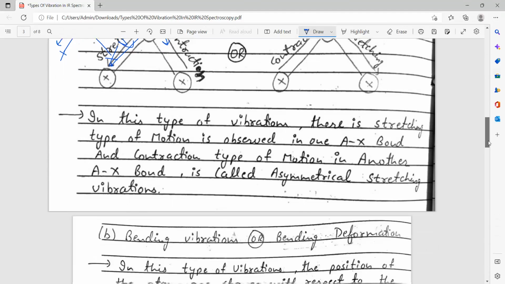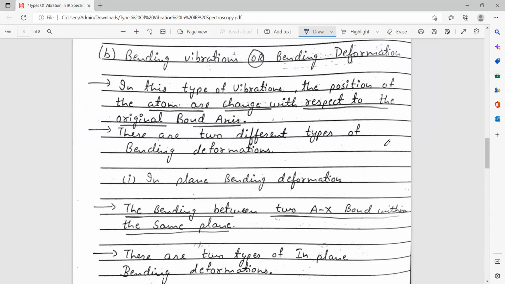So further, we are discussing bending types of motions. Bending motions are further classified into in-plane bending vibrations and out-of-plane bending vibrations. In this type of vibrations, the positions of the atoms are changed with respect to the original bond axis.